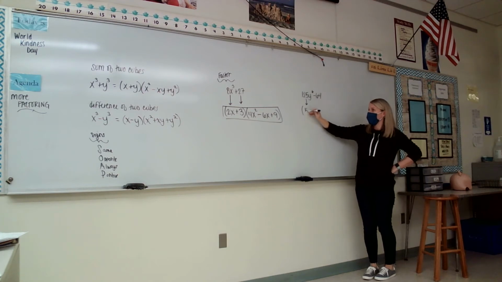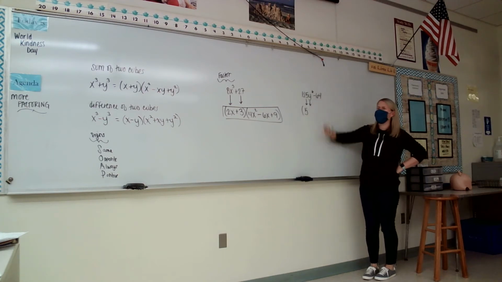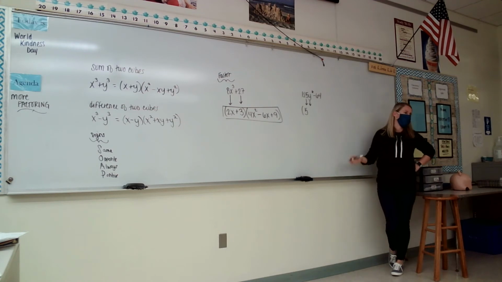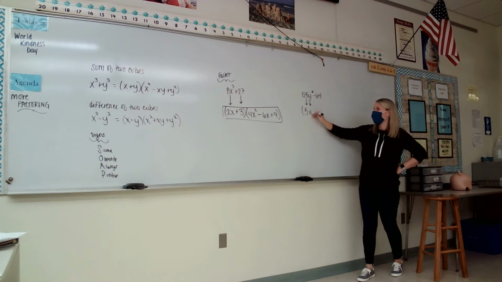5. Hey, what's the cube root of y to the 6th? It's y squared. You basically would just divide it by 3 to figure out how many cubes there are. So that would be y squared.